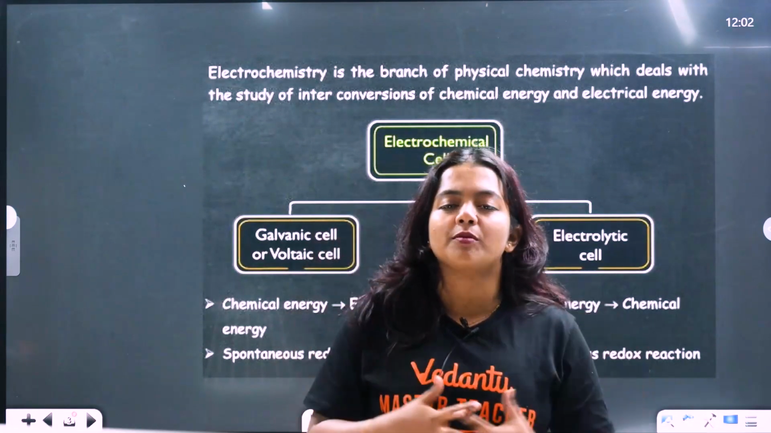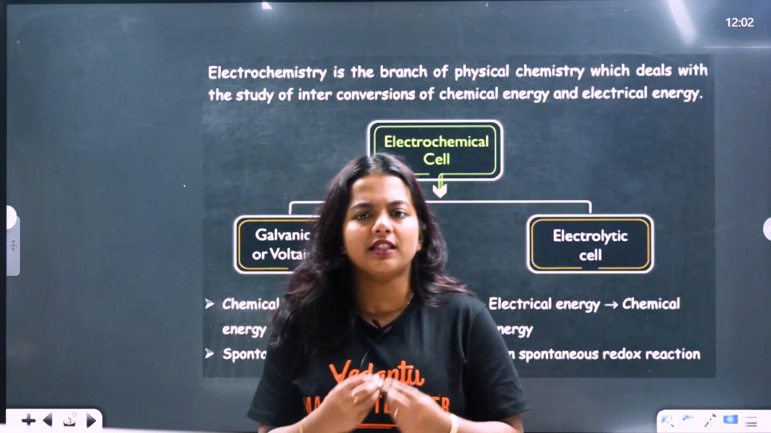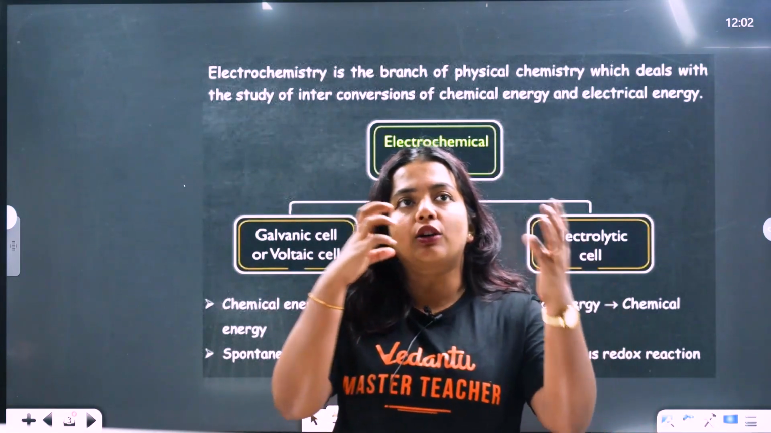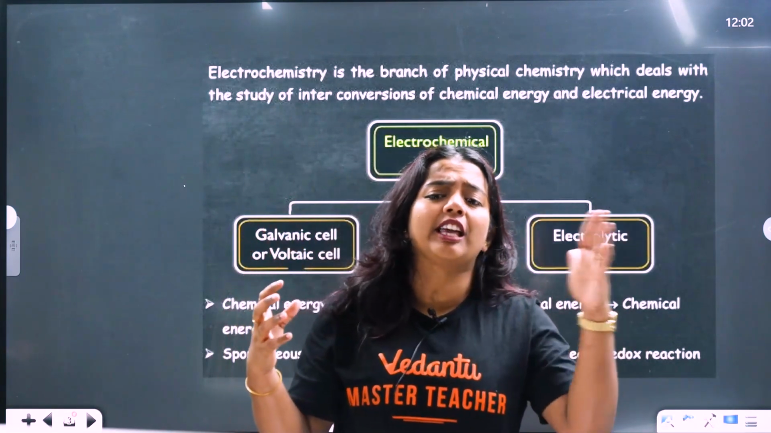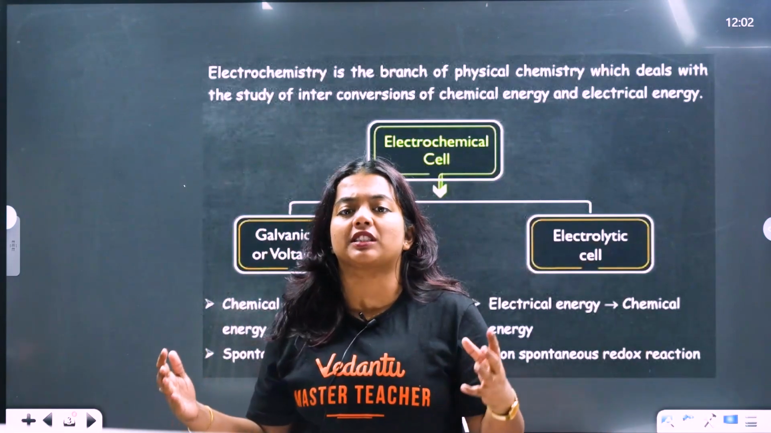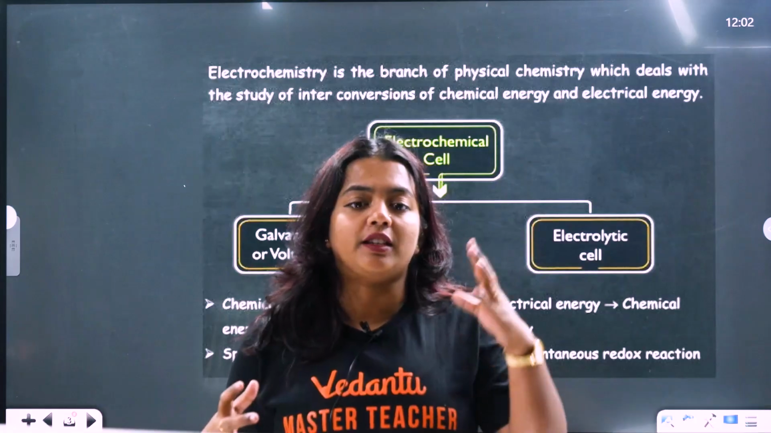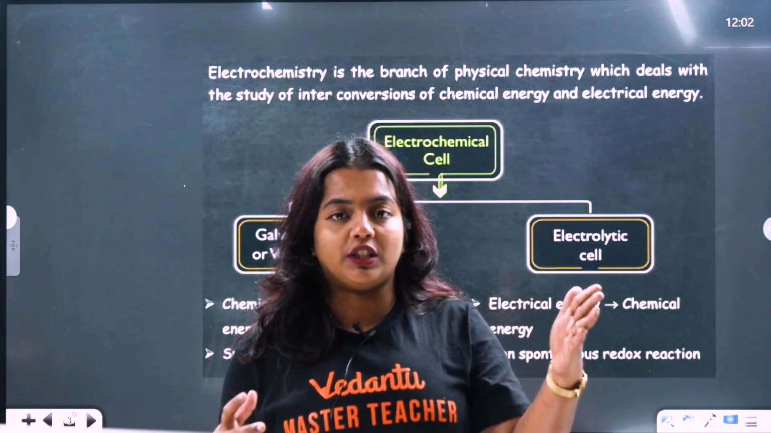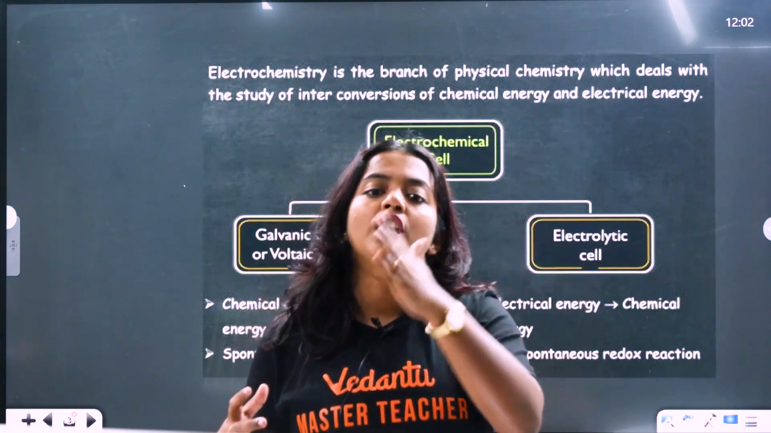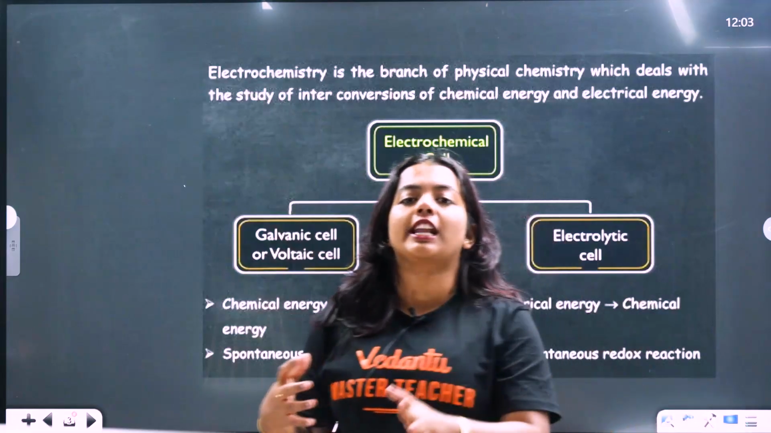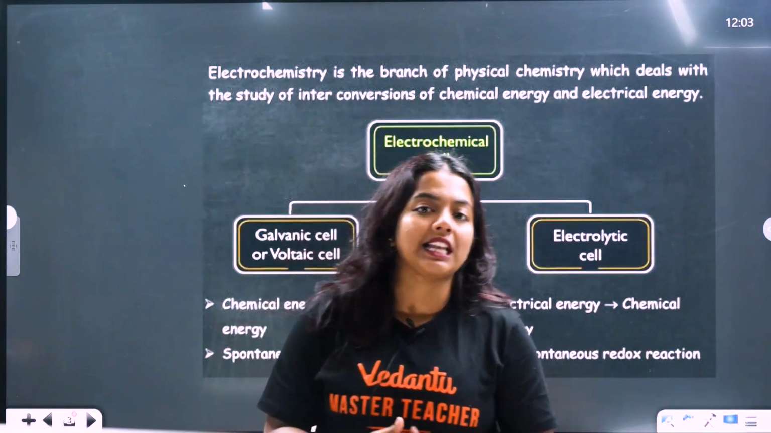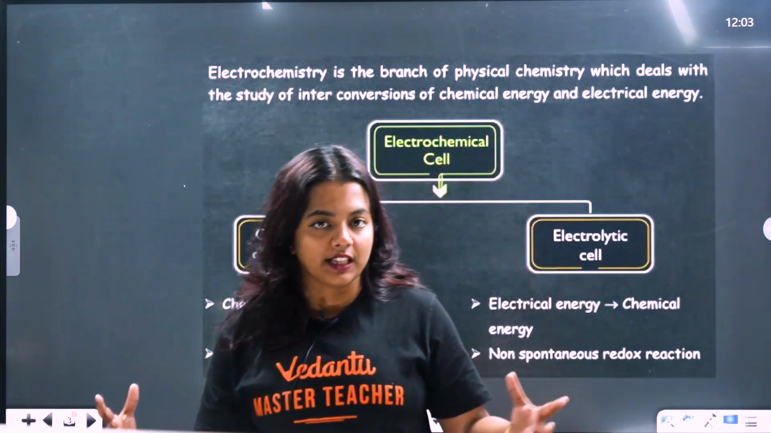Okay, so electrochemistry, we can say that it's a branch of science which deals with converting chemical energy to electrical energy. It's a branch of science where they will be converting this particular electrical energy to chemical energy or chemical energy to the electrical energy. So electrochemical cell, there are two types of cells.